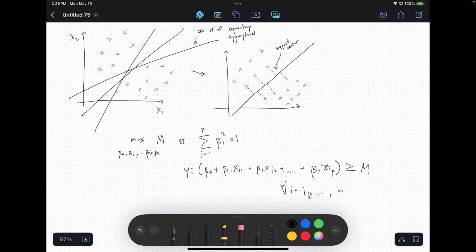So what are some problems with the maximal margin classifier? What do you guys think? Yeah, it only allows for binary classification, either on one side or the other.